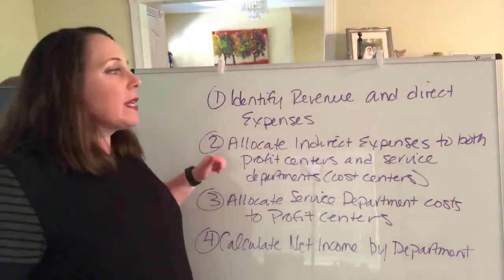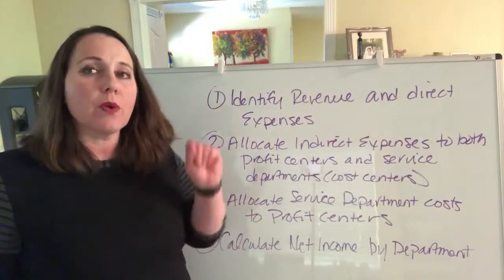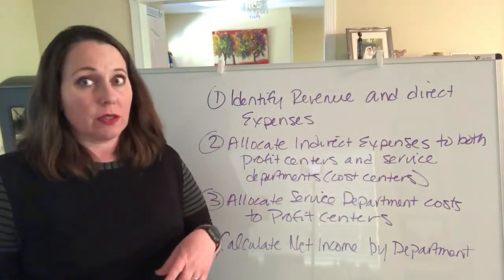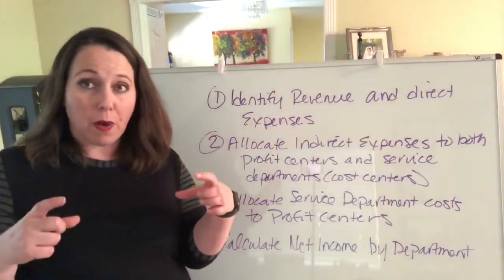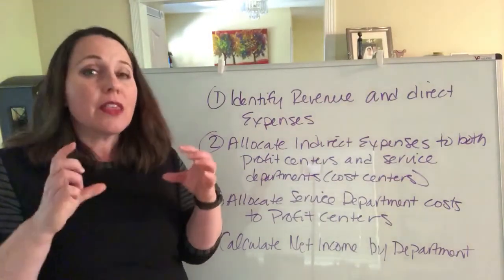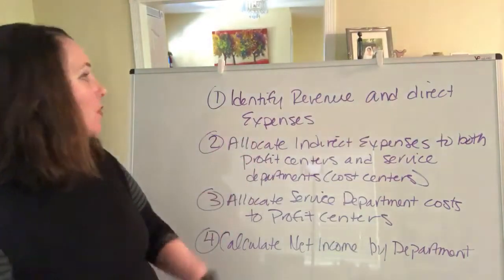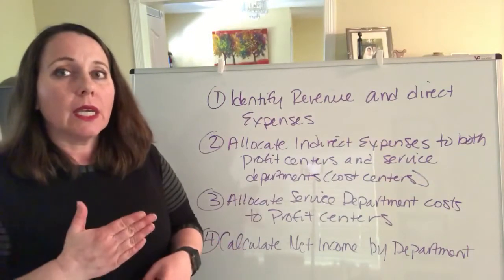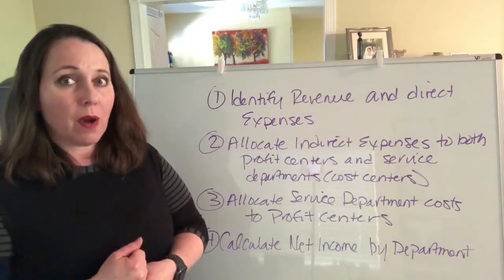Then we're going to allocate our indirect expenses. And when we allocate them, we're allocating them to both our profit centers and to our service departments, which are our cost centers. Third, we're going to take our service department, which now has its service department direct costs plus their allocated indirect costs, and we're going to take that whole amount and allocate it out to our profit centers.